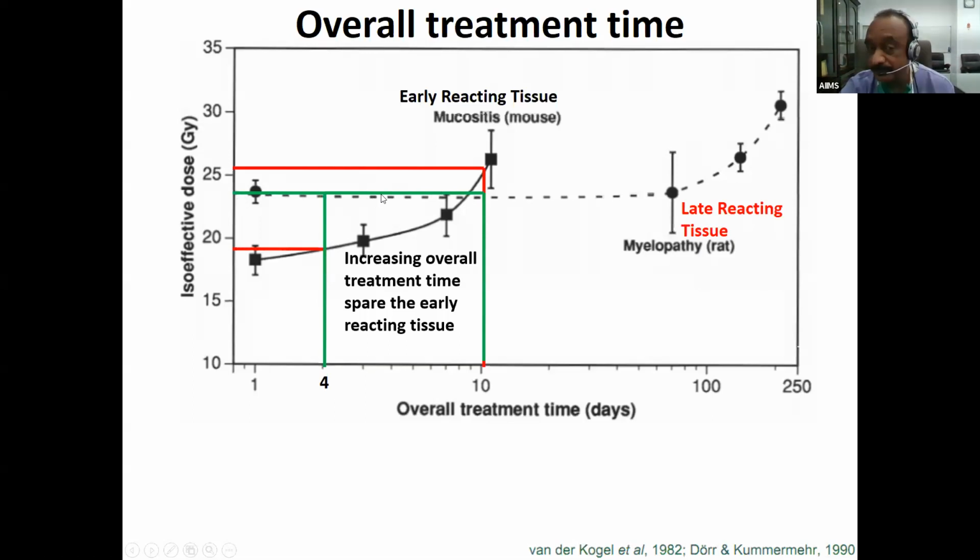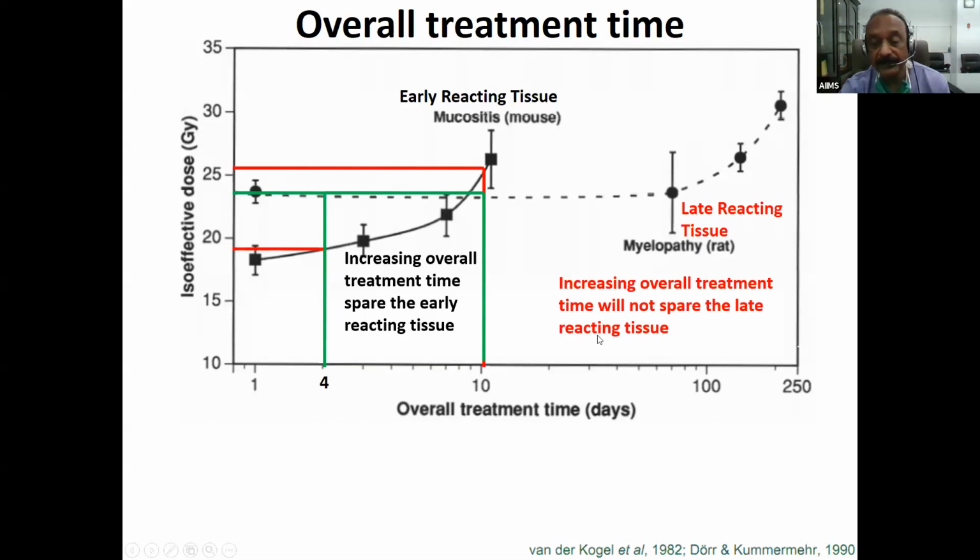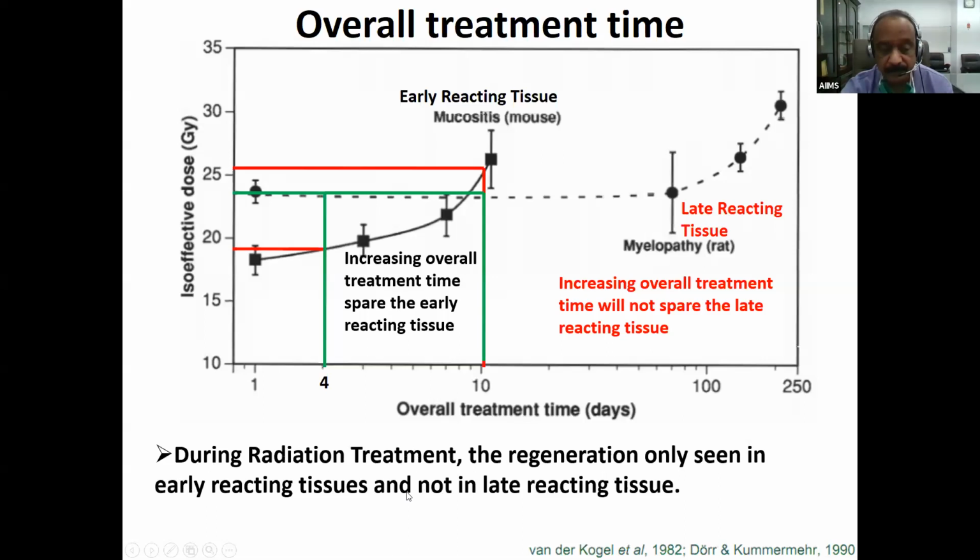So there is no change in the dose, whether you deliver in 4 days time or 10 days time. So we can say that increasing overall treatment time will not spare the late reacting tissue, while increasing the overall treatment time will spare the early reacting tissue. These two messages are very important, and we can say that during radiation treatment, the accelerated repopulation or regeneration is only seen in early reacting tissue and not in late reacting tissue.